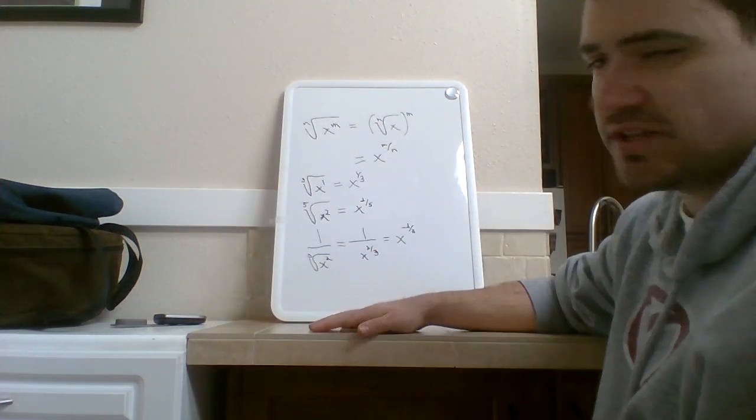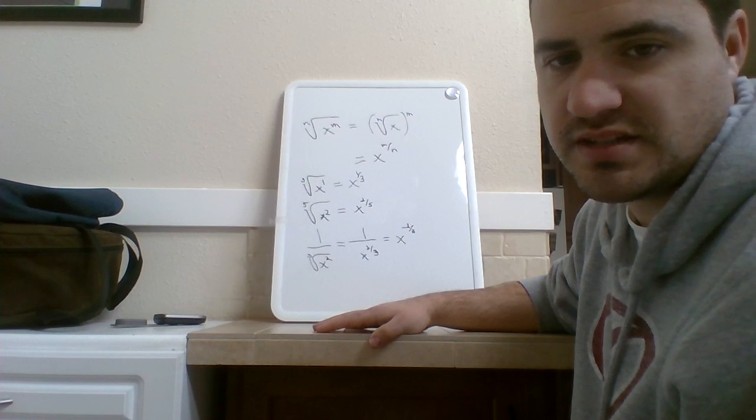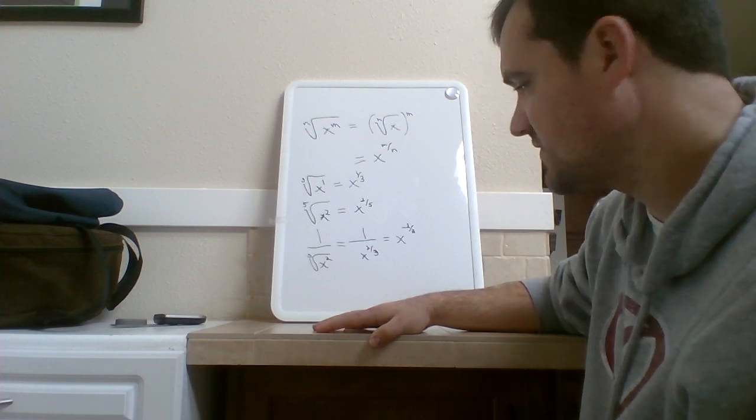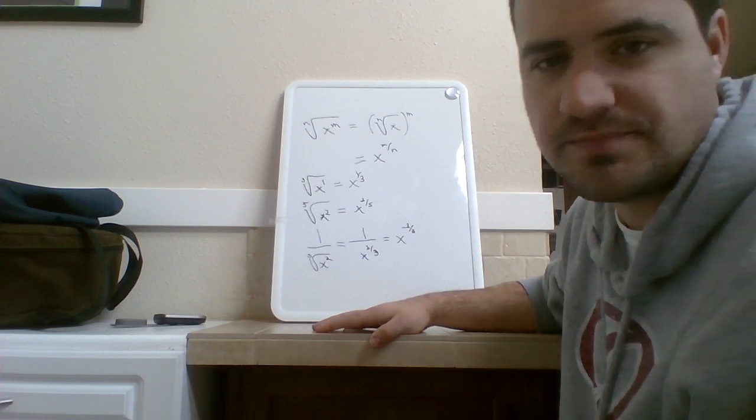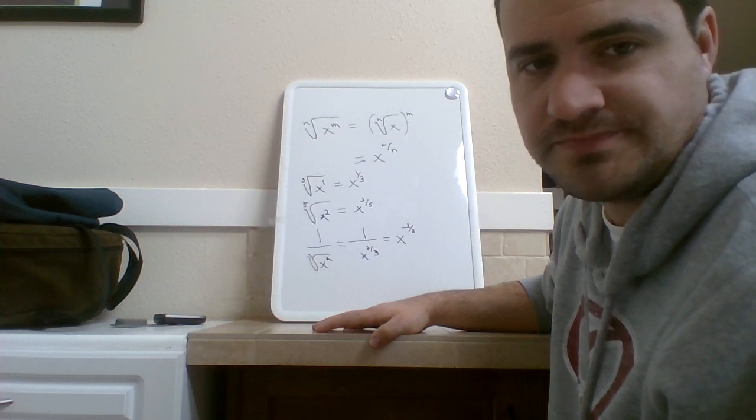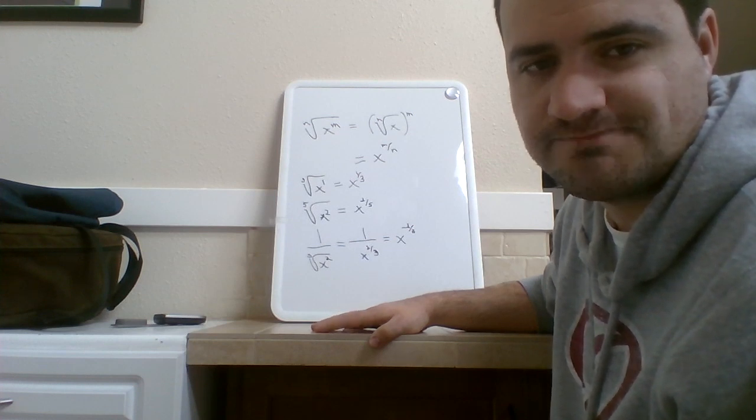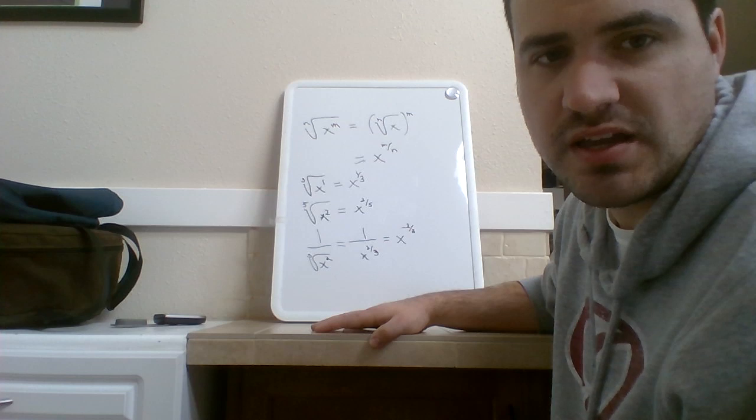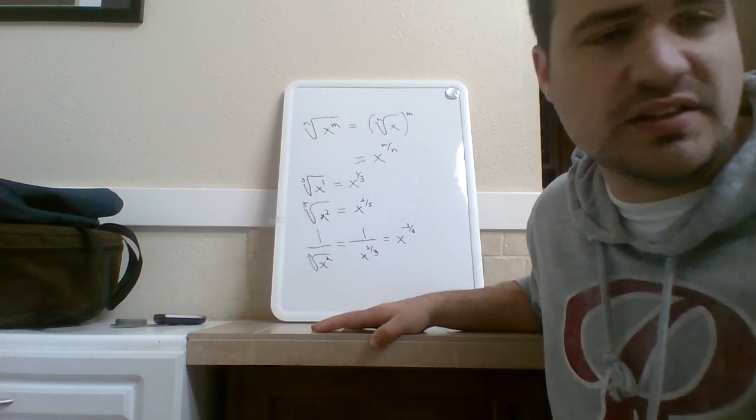So 1 over the cubed root of x squared becomes x to the negative 2/3. Okay? Hopefully you can read that okay. Questions on that? Fantastic. All right, let's do the opposite now.